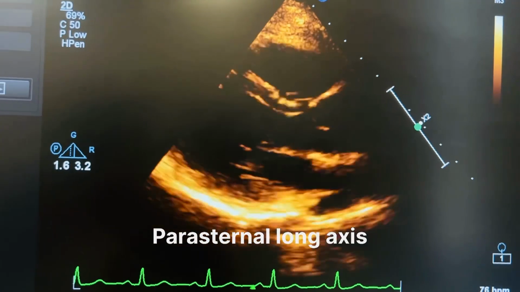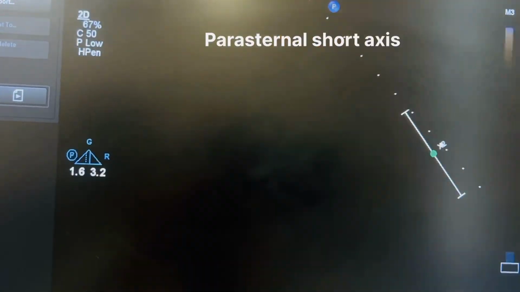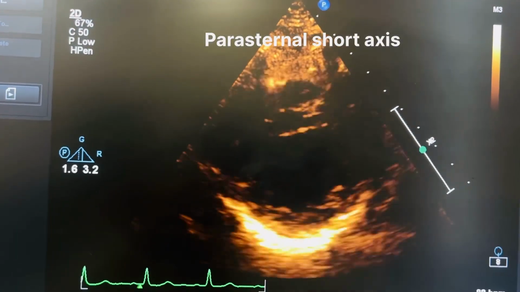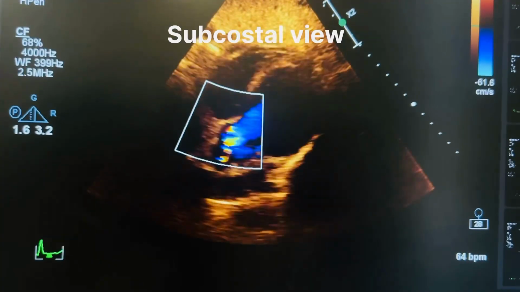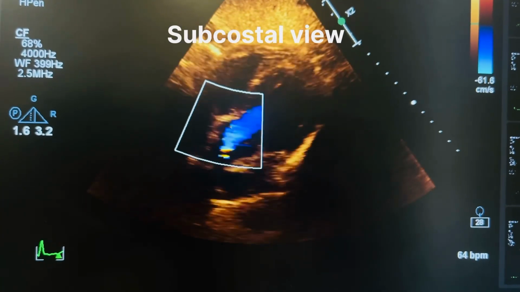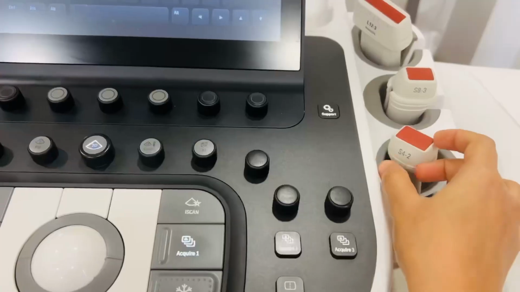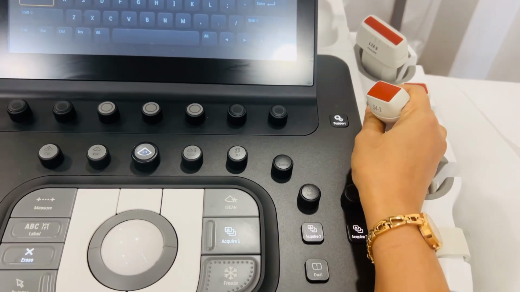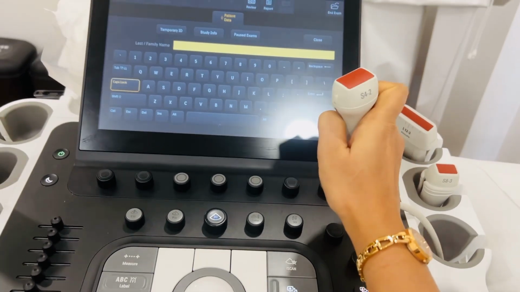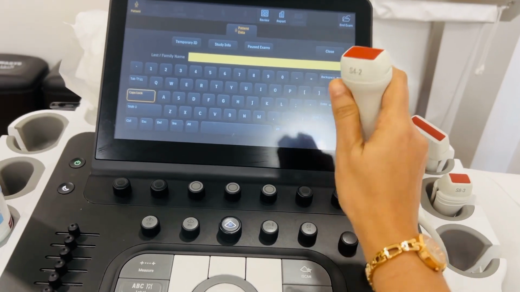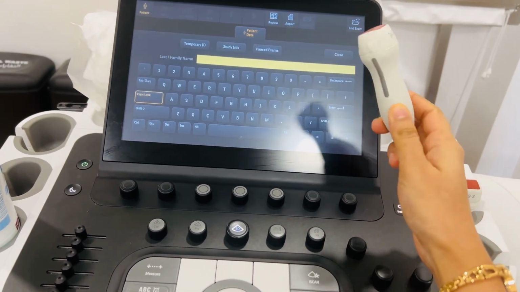In echocardiography, there are four basic views of the heart: parasternal long axis, parasternal short axis view, apical four chamber view, subcostal 4C view, and IVC view. For any cardiac exam, only a phased array probe should be used. This is also commonly called a cardiac probe.